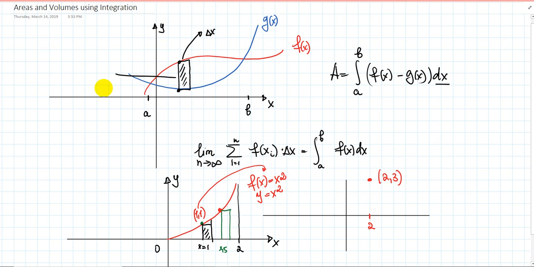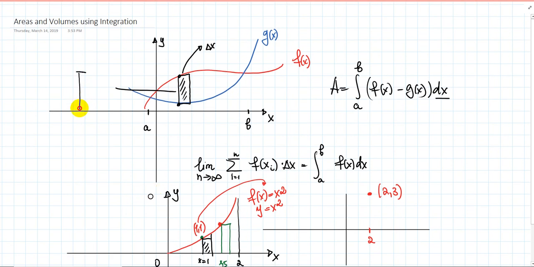So basically, let's calculate this at some point x0. f of x0 is this height, and g of x0 is this height, the red one. If I would like to find the height in between, I need to subtract them. So this height in between is f of x0 minus g of x0, right?